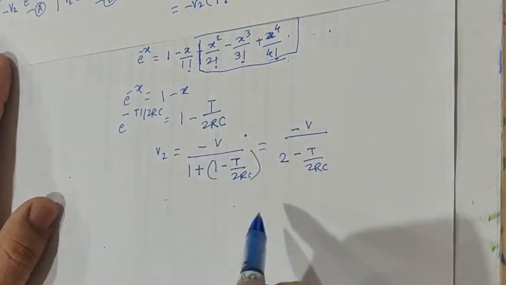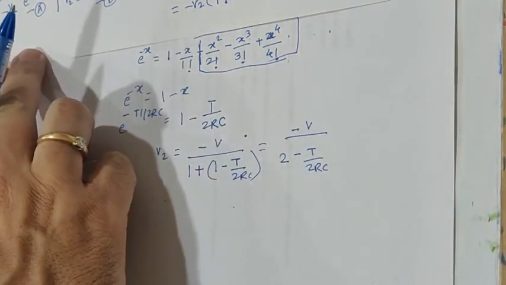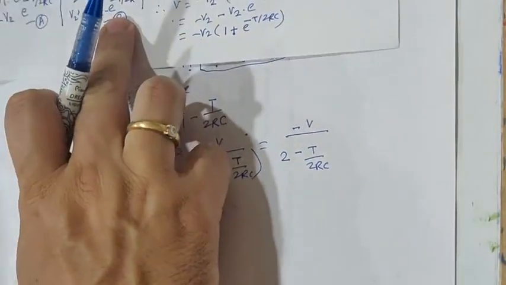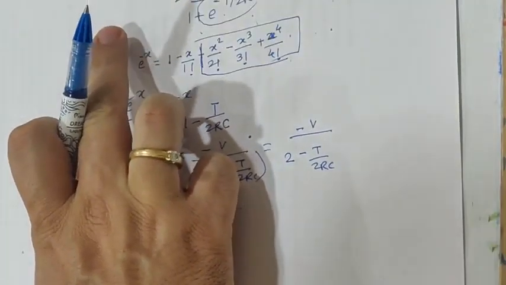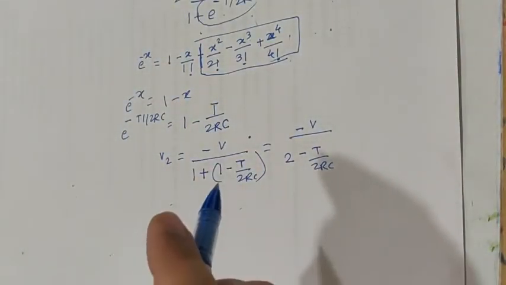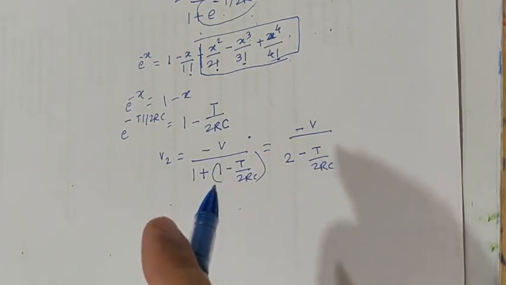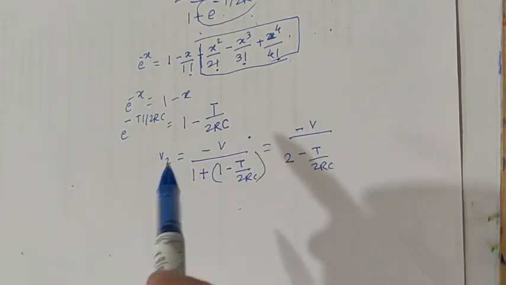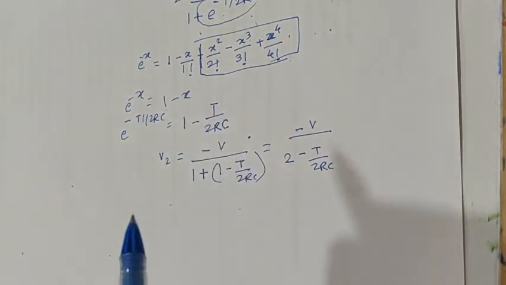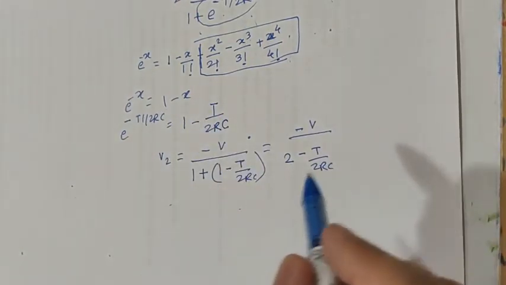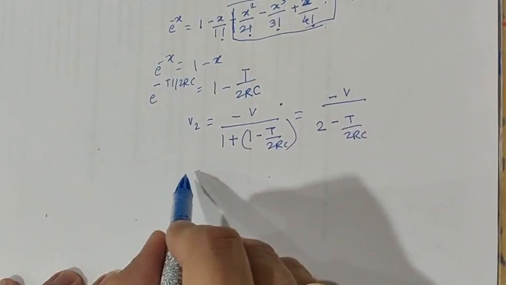Now let us move forward. Remember why we are doing this. We want to find the values of either V1, V2 or V1 dash, V2 dash, so that we can sketch the output waveform. Let us move forward now.